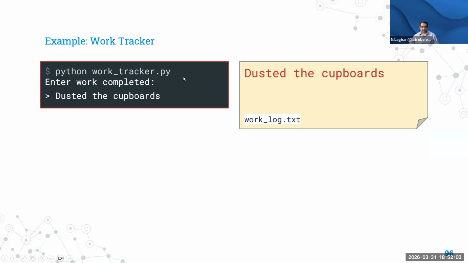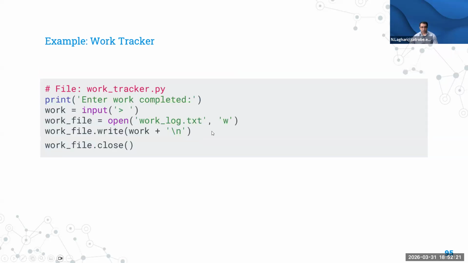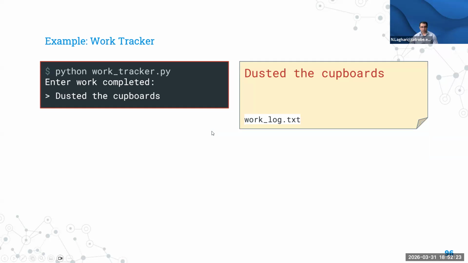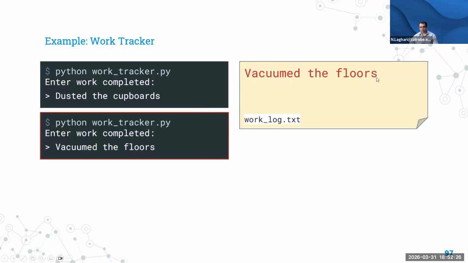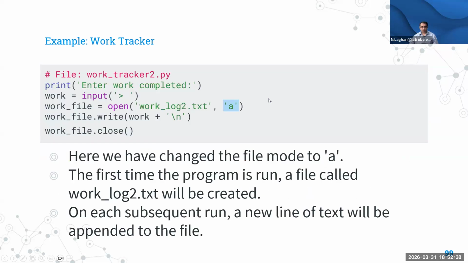We run the file and we say dusted the cupboards. Okay. Next time we run the same file and we say vacuumed the floors. After that, when we open this file, we see only the last work done, not the dusting task included, because the file was opened in the W mode. So that is because of the W mode.